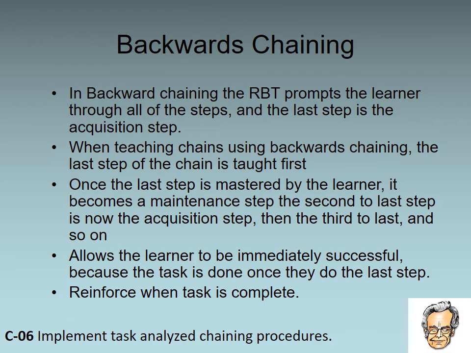In backwards chaining, the RBT prompts the learner through all the steps, and the last step is the acquisition step. When teaching chains using backwards chaining, the last step of the chain is taught first. Once the last step is mastered by the learner, it becomes a maintenance step, and the second step is now the acquisition step, and so forth. This allows the learner to be immediately successful, because the task is done once they do the last step. Then we reinforce when the task is complete.